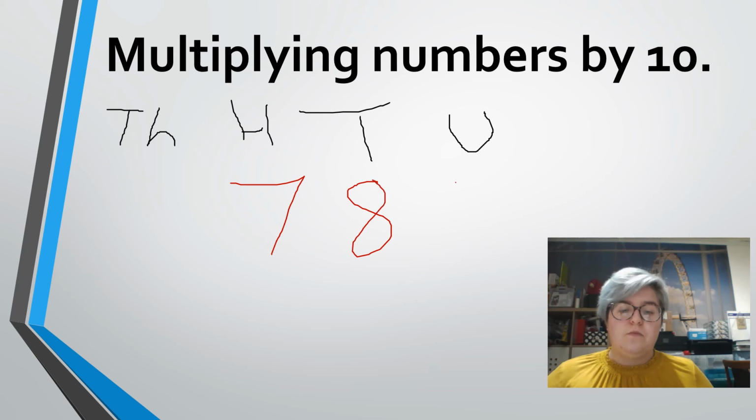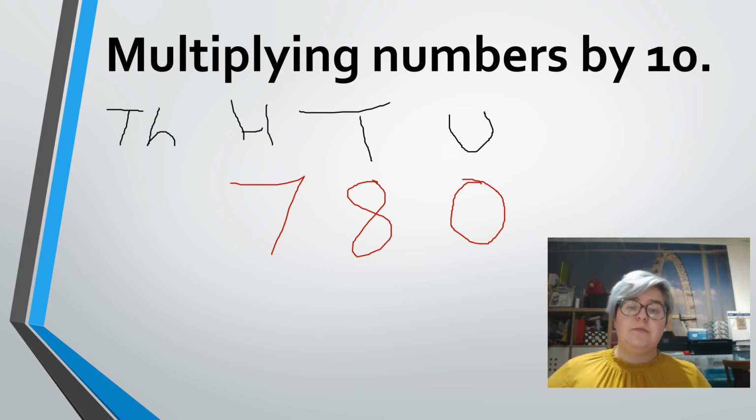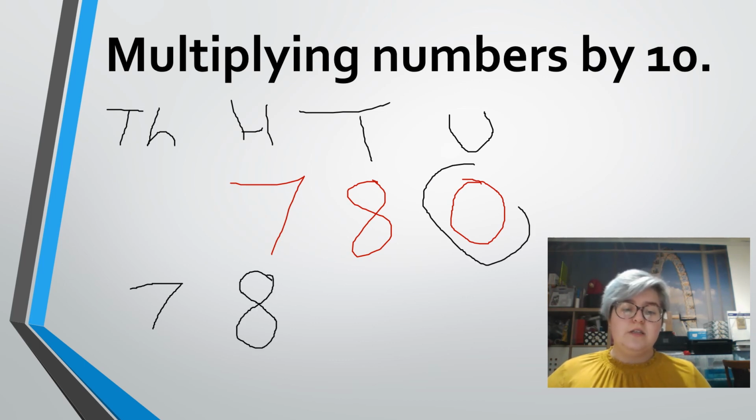So a 3-digit number, let me get a random number, 784. Actually, Miss Taylor, 780. I'm going to do 780 because I want to show you something. So when we times by 10, remember every number moves up a column. So the 7 moves from the hundreds to the thousands. The 8 moves from the tens to the hundreds. This 0 that's in the units, it moves up to the tens.